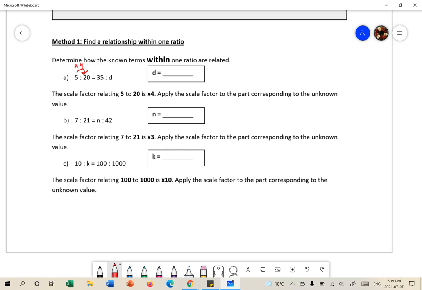So I'm going to use the same scale factor to find the relationship between the next ratio, because this equal sign here tells me that these 2 ratios are equivalent. So I'm going to use the same scale factor for both ratios. So I'm going to multiply 35 times 4, which is equal to 140.